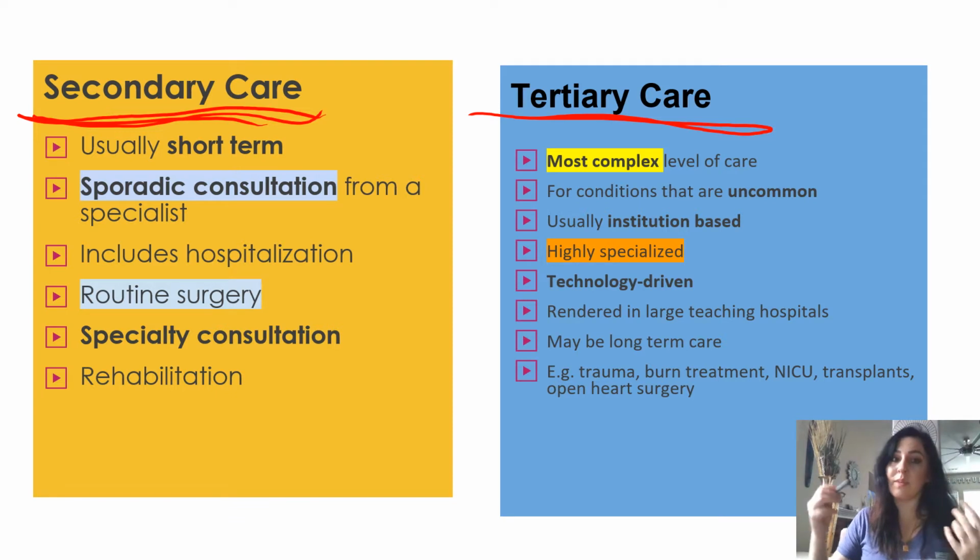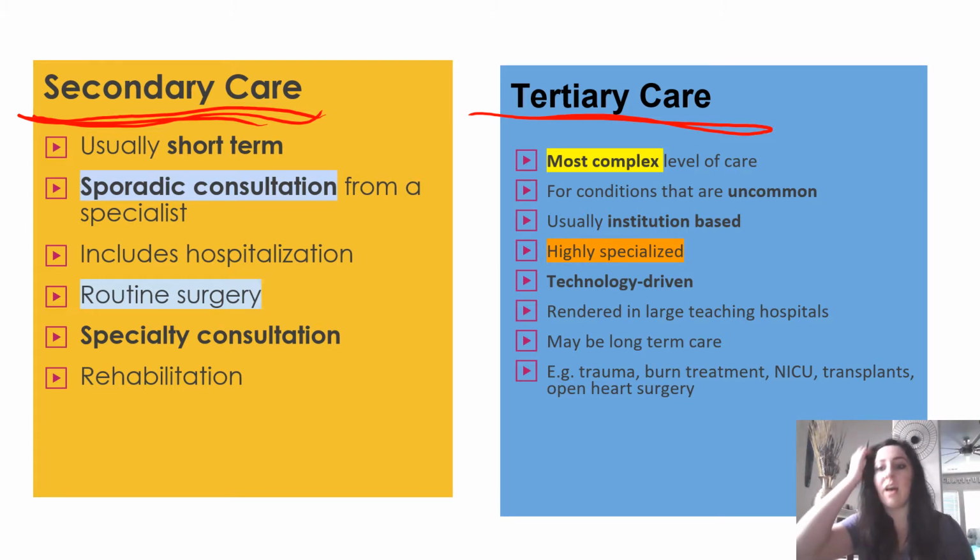Now, the next level would be secondary care, and secondary care usually will require a specialist. Secondary care can be provided by a primary care physician. It just depends on what that thing really is. But for the most part, a lot of secondary care is going to be provided by a specialist, or even a technician, but this is more considered like basic level specialty care, actually. So secondary care, usually it's going to be short term. It's not long term like a primary care setting. So this is going to be short term.